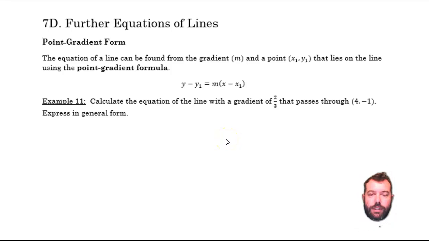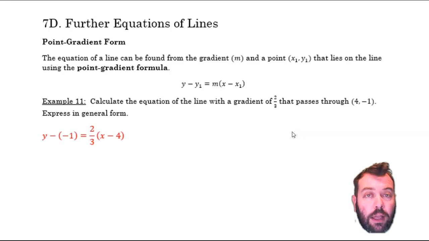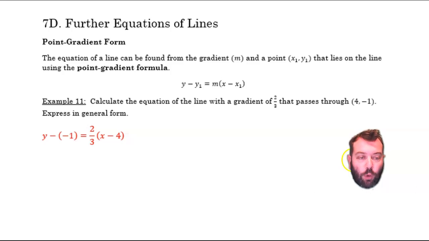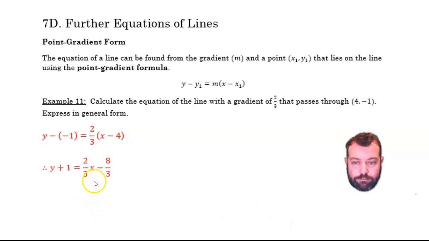So here's an example. Let's see how it works. I've got the gradient of 2/3, and it passes through the point (4, -1). We're asked to express this in general form. I begin, as always, by substituting into that formula. So y is -1, x is 4, so it's y minus -1 equals m into x minus 4. Now I expand the brackets, and I get y plus 1 equals 2/3 x minus 8/3.